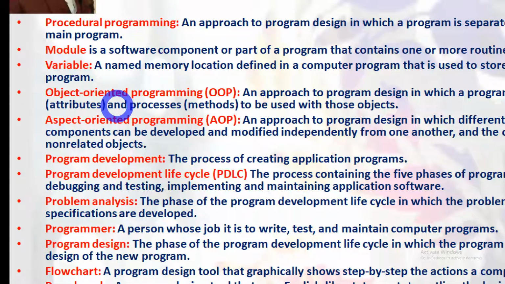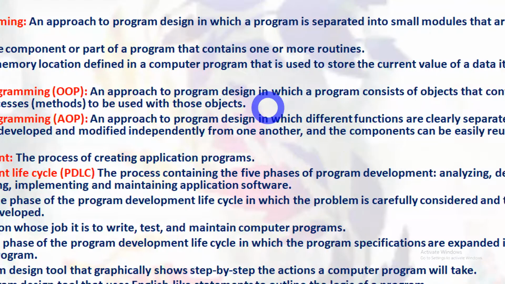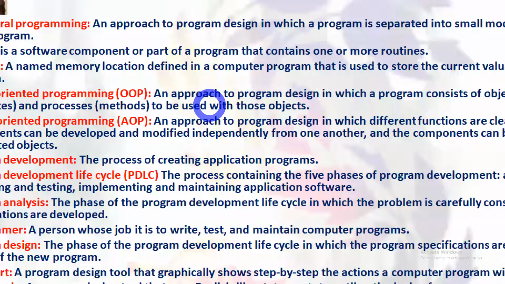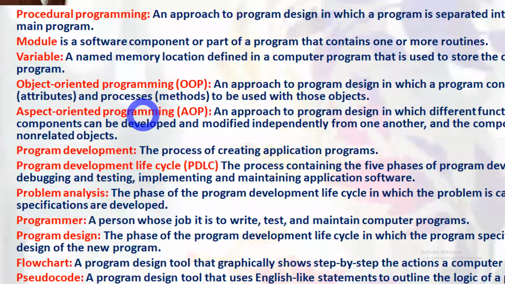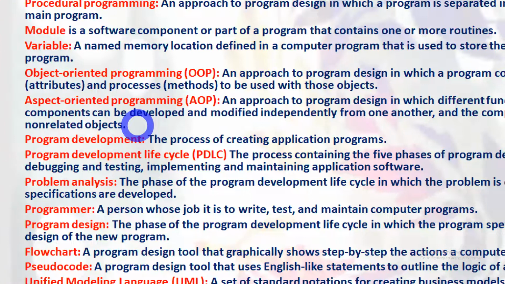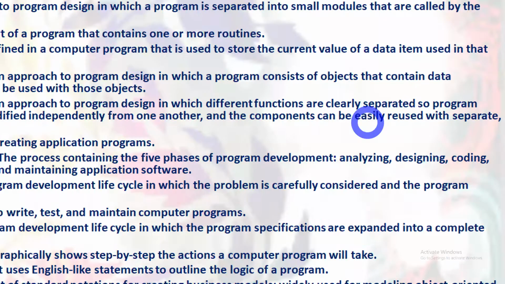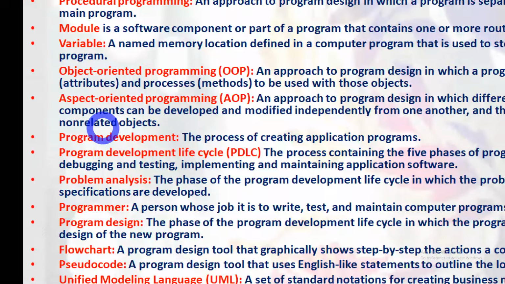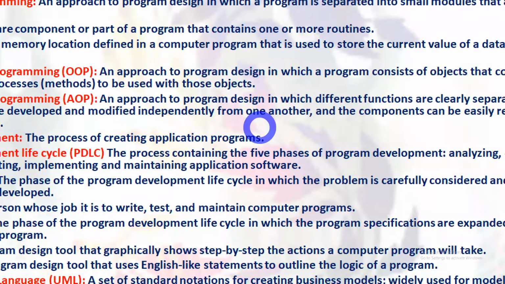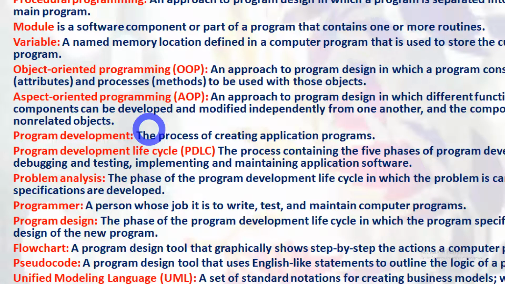Next, OOP, object oriented programming: an approach to program design in which a program consists of objects that contain data, which is nothing but attributes, and processes, which are nothing but functions and methods, to be used with those objects. AOP, aspect oriented programming: an approach to program design in which different functions are clearly separated so program components can be developed and modified independently from one another, and the components can be easily reused with separate non-related objects.